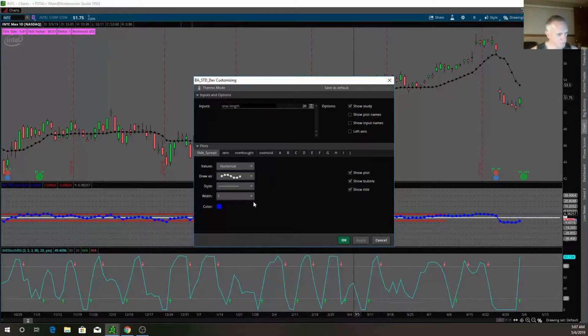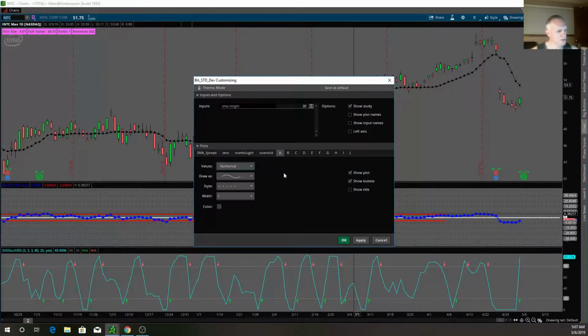Colors, I didn't change that. All right, let's go over the zero line. I leave that the same. You can change that however you want. If you don't want it to be so prominent, change that color, make it a dashed line, whatever you want. These overbought, oversold thresholds, I deselect those.